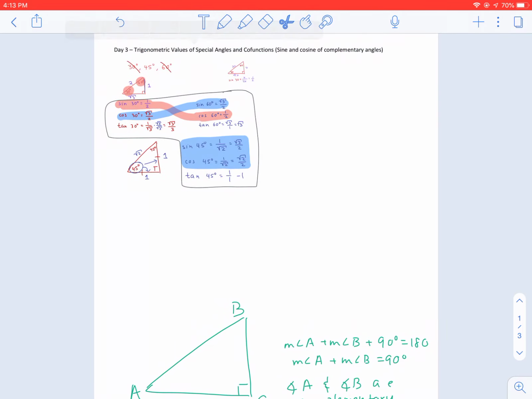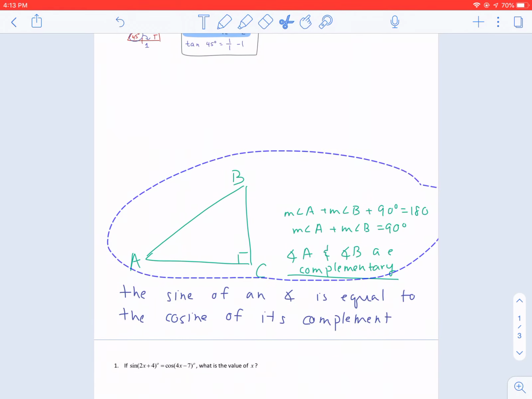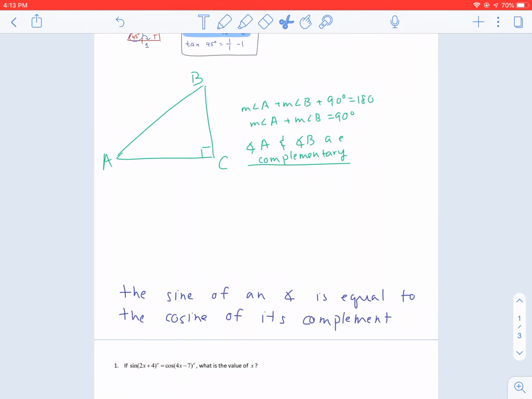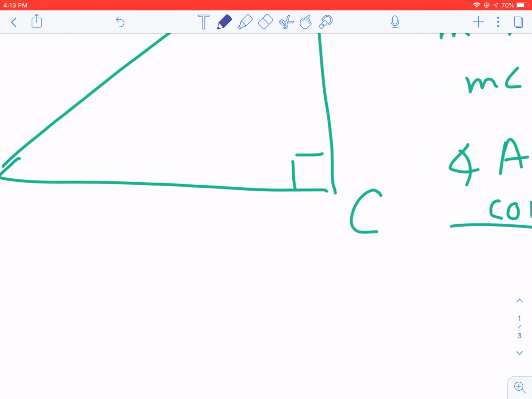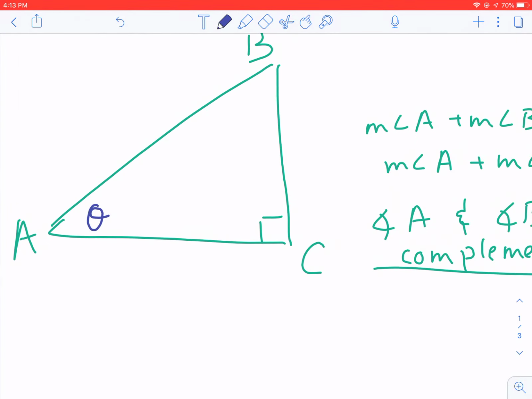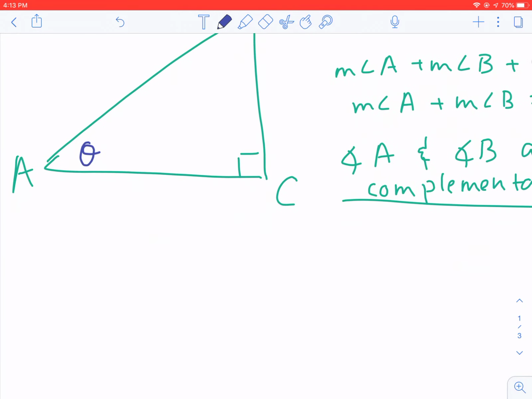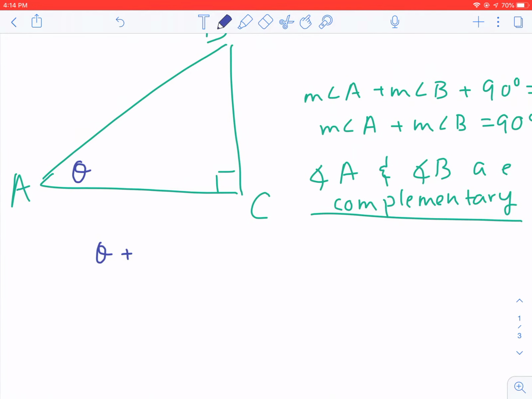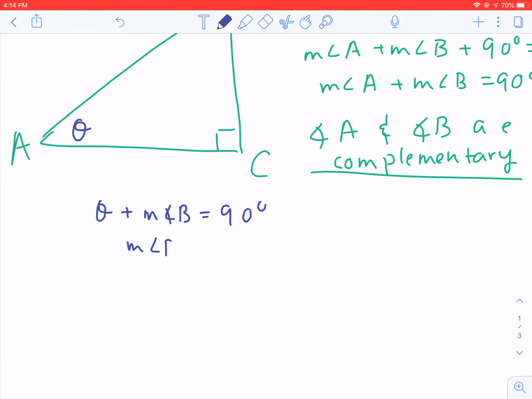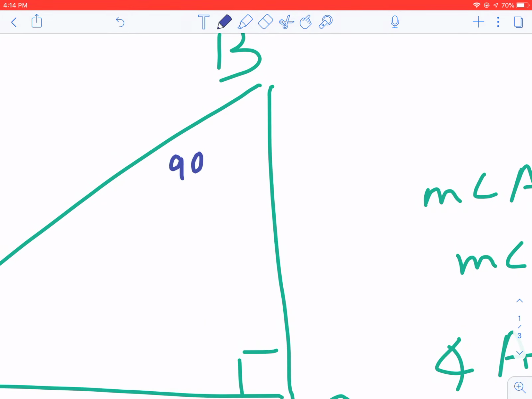So let's take a look at this triangle ABC here. We've already established that angle A and angle B are complementary. So let's say I call angle A theta. What would angle B be? If you want, we can do some really quick arithmetic. Angle theta plus angle B equals 90 degrees, because we know they're complementary. So the measure of angle B is 90 degrees minus theta. So this angle here I'm going to label as 90 minus theta.